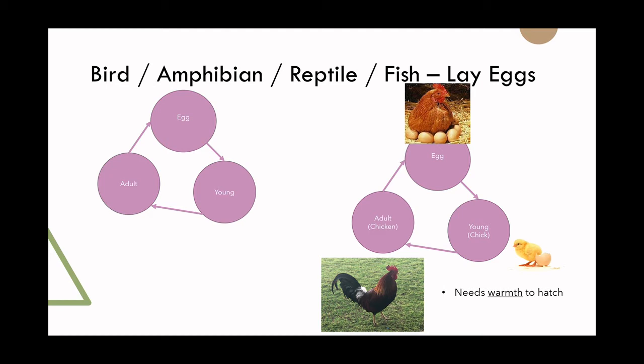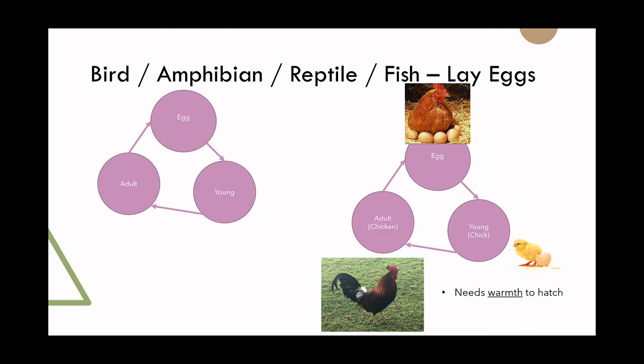Now, why is it that the hen needs to sit on the egg? It is because it needs to keep the egg warm. Only when the egg is kept warm can it hatch to become a chick.